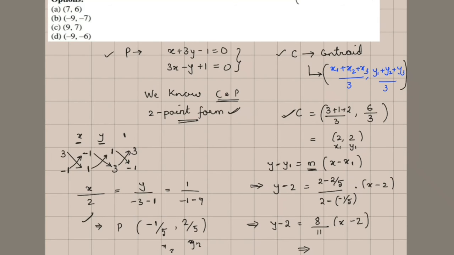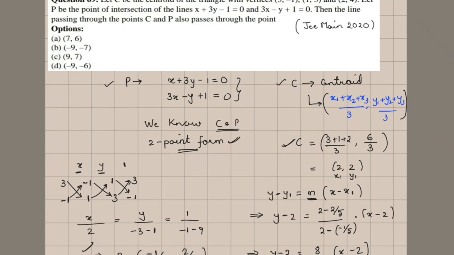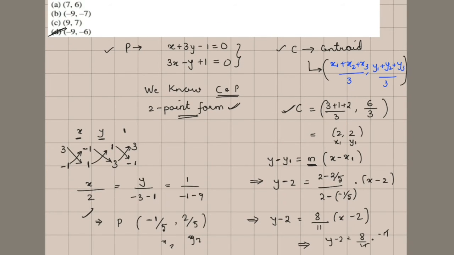If x is minus 9, then y minus 2 equals 8 by 11 into minus 11. The 11 gets cancelled. y will be minus 6. So y equals minus 6. So the option minus 9 comma 6 satisfies. If you start substituting each point, 7 comma 6 and so on, and checking the answers, it will take a lot of time. Or else you can simply apply some common sense: because the denominator is 11, you need some multiple of 11 in the numerator such that both 11s cancel and we get some point.